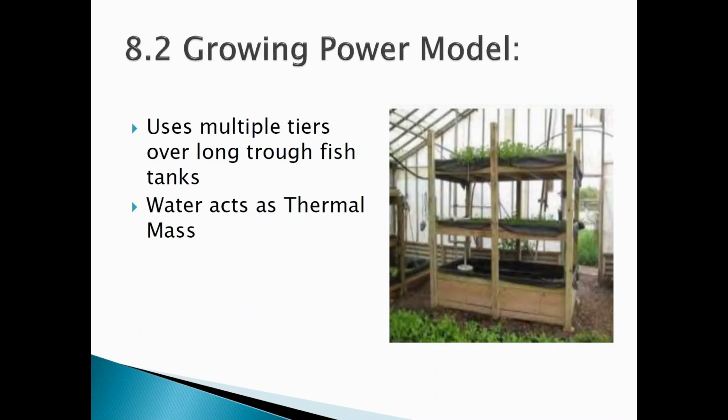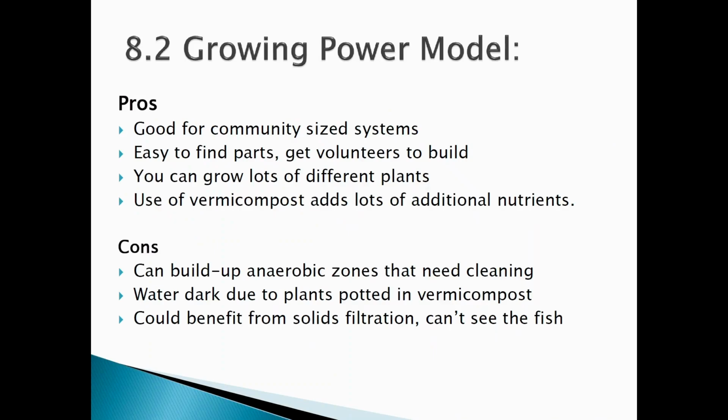Next up, we have a growing power model. Now, this is one that uses multiple tiers on top of your fish tank, and the water acts as a thermal mass on the bottom. These are quite good for community-sized systems, as it's a self-contained system implemented vertically rather than having a tank and a grow bed and all these different components. You have all of them integrated into one tower. It's quite easy to find the parts and can be a fun community volunteering activity to build it together.